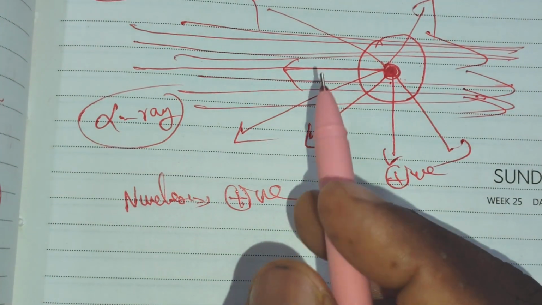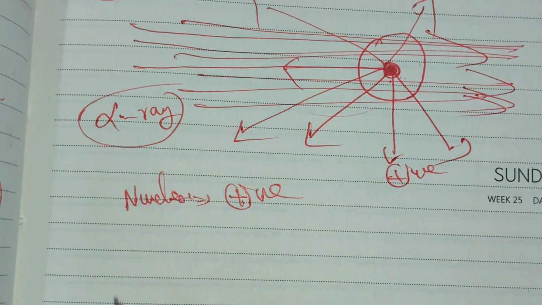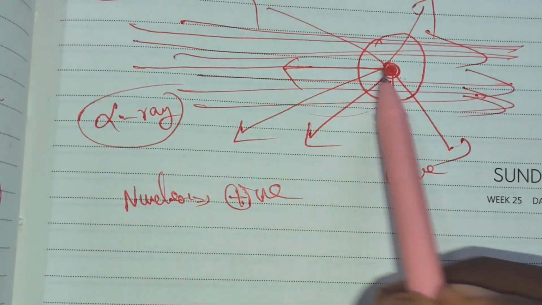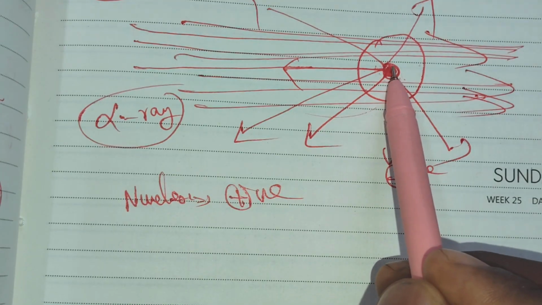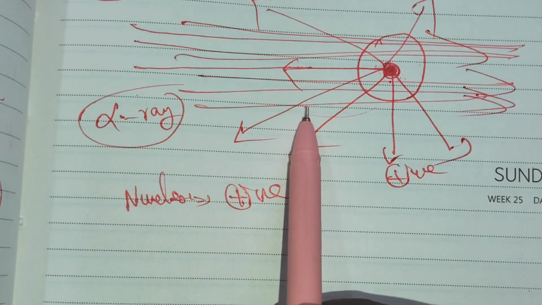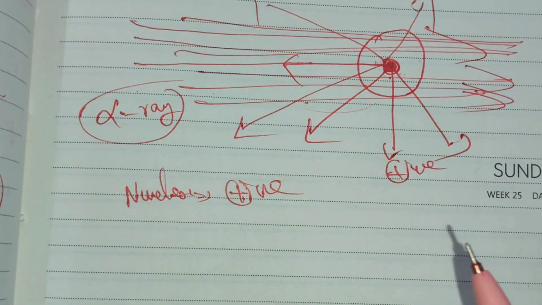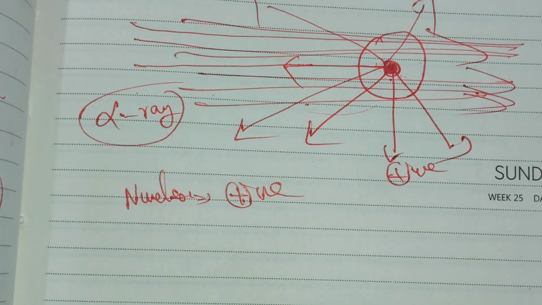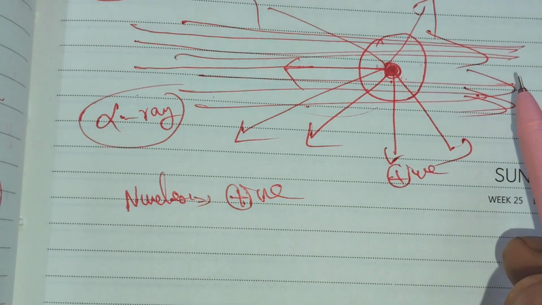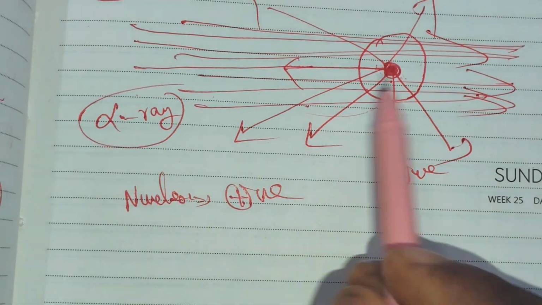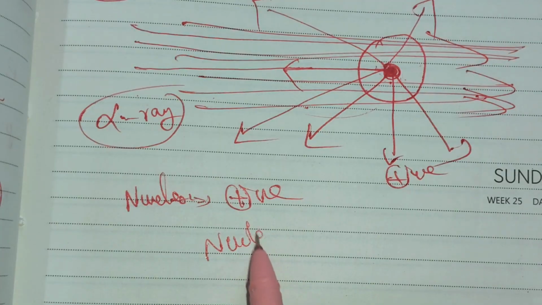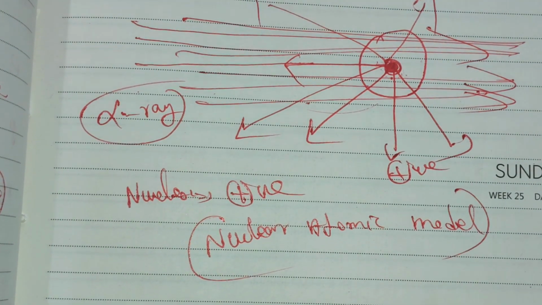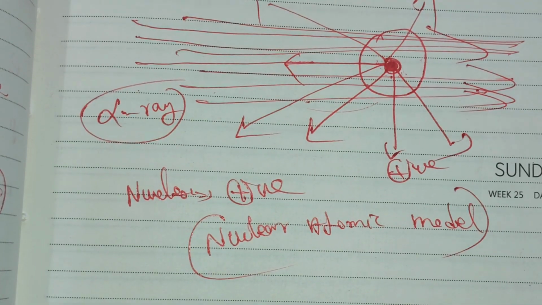Next, very few alpha particles suffered strong deflection. See, these alpha particles are strongly deflected because this nucleus has a positive charge, and the upcoming alpha particle also has a positive charge. The positive repels the positive. For that reason, a few alpha particles are strongly deflected. On the basis of this scattering experiment, Rutherford proposed the model of the atom that is called the nuclear atomic model, because he proposed the nucleus as the central part of the atom.